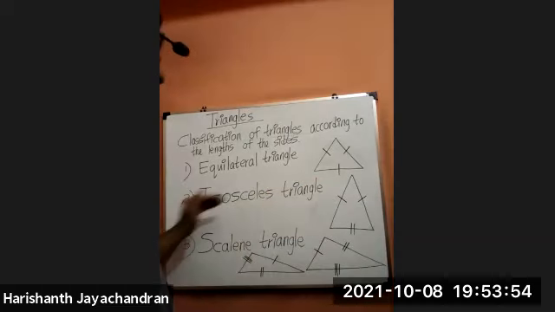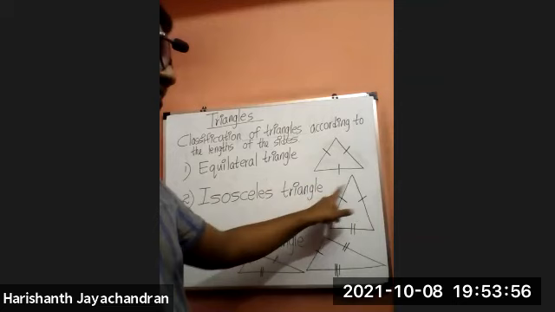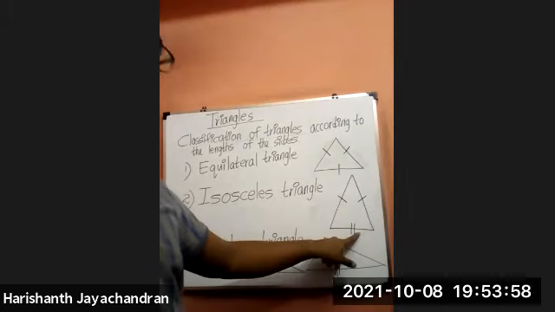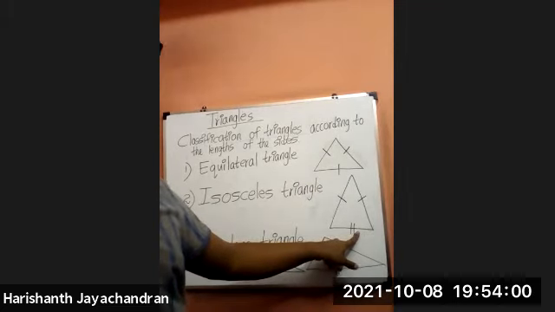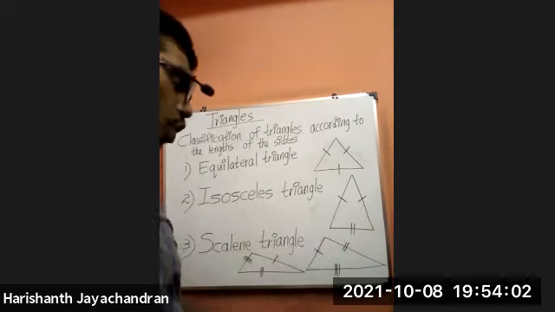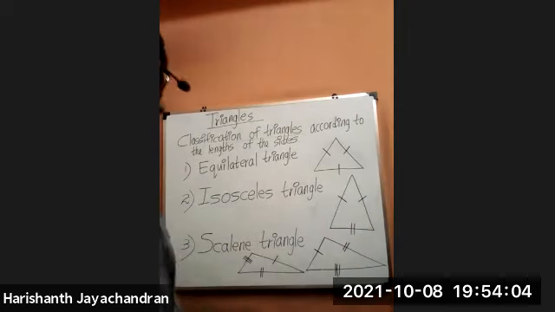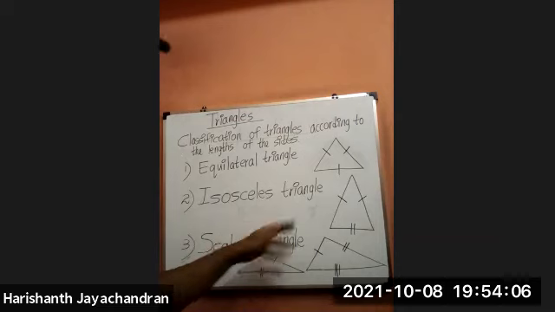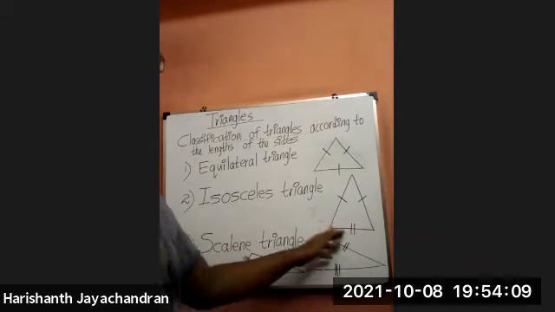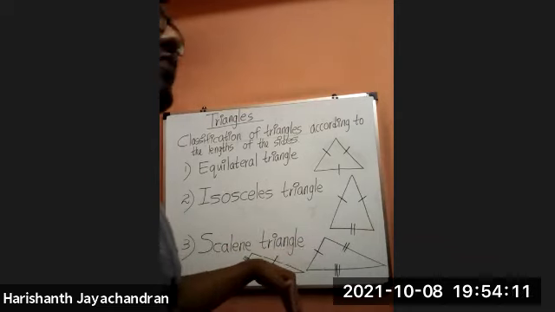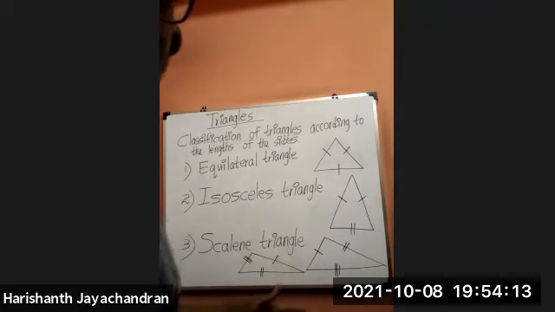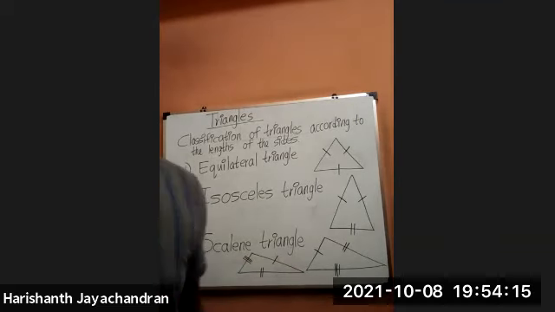Isosceles triangle means what? Only two of the sides are equal, and the other side, which means the third side, is not equal to the other two. Only two of the sides are equal. If you take a scalene triangle, three of the sides are not equal to each other, which means none of the sides are equal to each other, right? Please make a note.